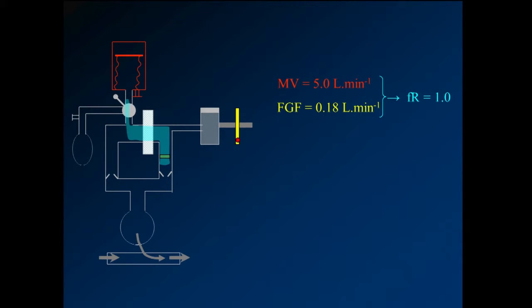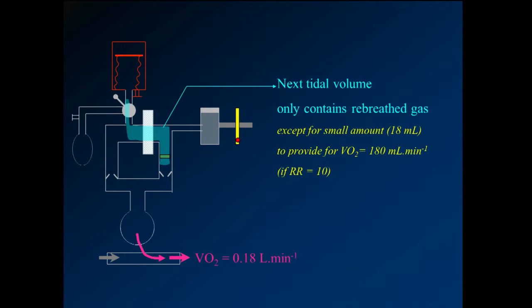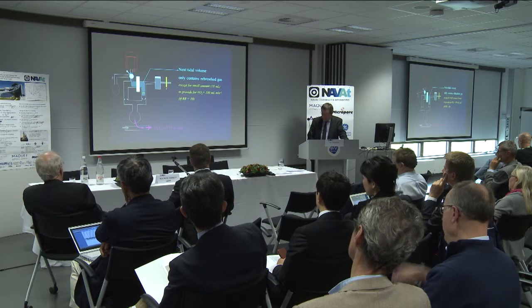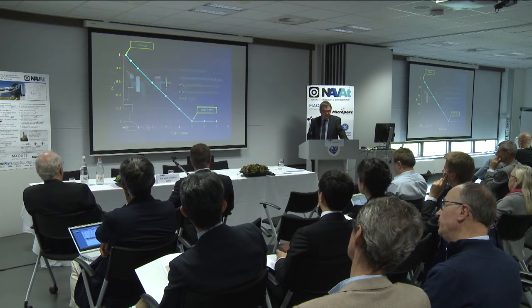Why 0.18? Because I have to give a very small amount, of course, to provide for the oxygen uptake by the patient. So there's going to be full rebreathing. The CO2 is going to be removed. Everything else will be re-inhaled. But I have to provide about 18 milliliters per tidal volume if my respiratory rate would be 10 to provide for the oxygen taken up by the patient. And again, I'm assuming I'm just using oxygen.